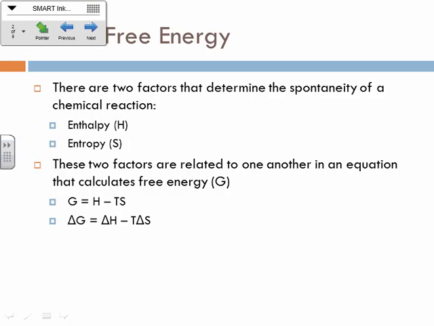Okay. So again, we want to be able to determine ultimately whether a reaction is spontaneous or not, whether it will happen spontaneously or whether we have to do something to it to get it to happen. So Gibbs free energy is a really useful tool to help us figure that out, because it combines the ideas of enthalpy and entropy into one equation.